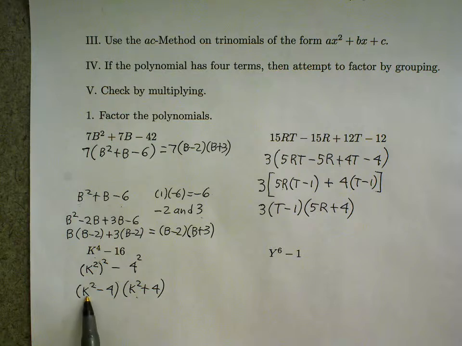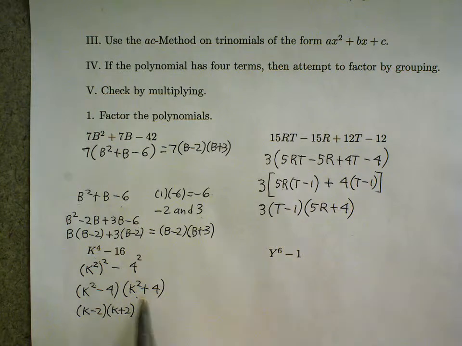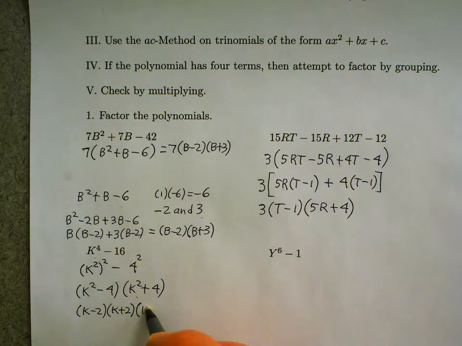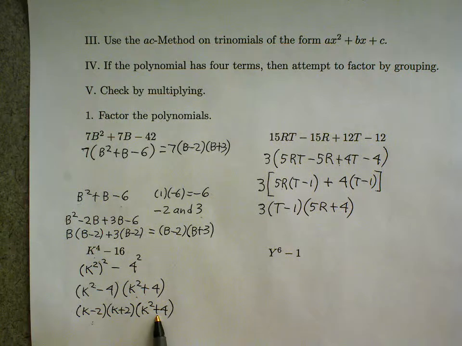So this is k to the second minus 2 to the second. So one of its factors is k minus 2. The other factor is k plus 2. And the sum of squares, we just leave that as k to the second plus 4. So this is the complete factorization in math 1108. In college algebra, you would factor k to the second plus 4 also. But in this class, we just stop when we have a sum of squares like this.